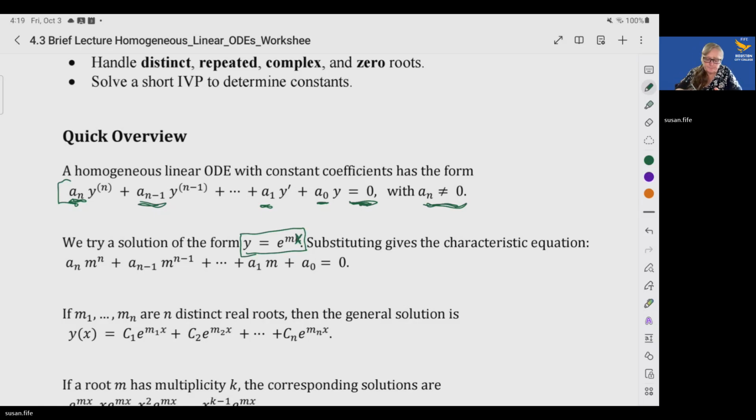And the e to the mx, you can factor it out. And when you factor it out, you can divide by it because e to the mx is never equal to 0. And you can get rid of the exponential, and that'll leave you with a polynomial equation. That looks like this.